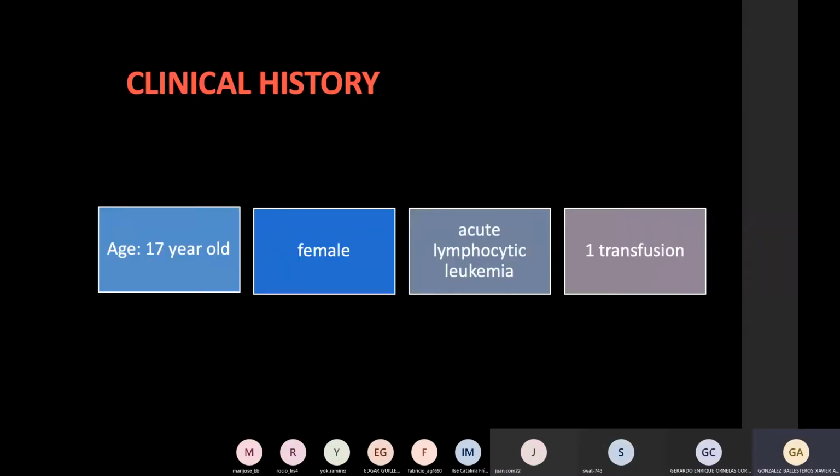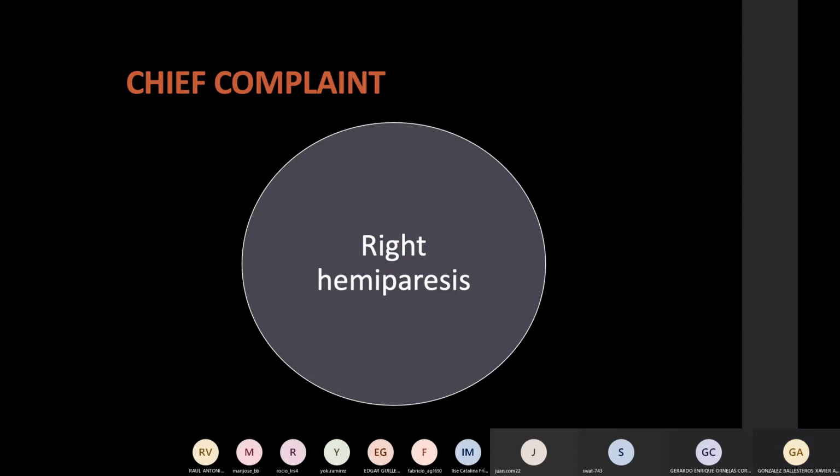This case is about a 17-year-old female with a 2-month history of acute lymphocytic leukemia, for which she was receiving a chemotherapy regimen as part of a treatment protocol. She also refers one transfusion a month after the diagnosis. She presented to the emergency department, referring a right hemiparesis as the main complaint, and she refers that it started with a sudden decrease in muscle strength of the right upper limb and aphasia.